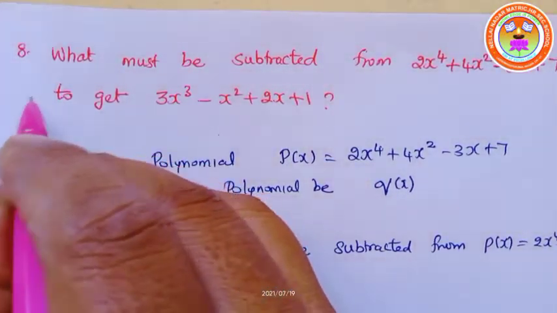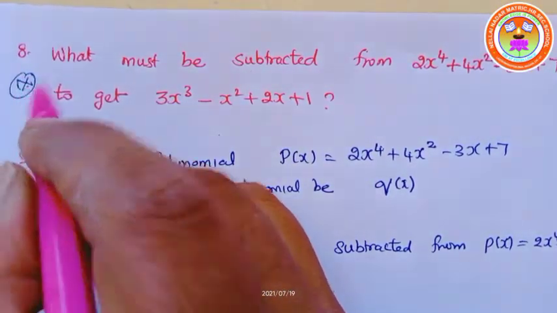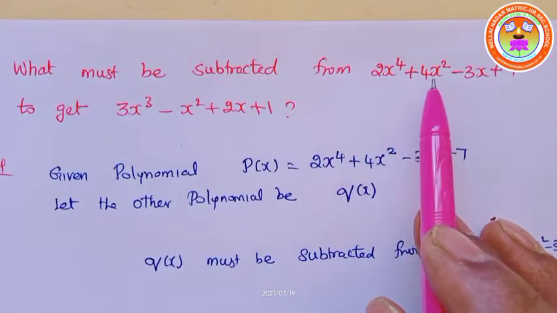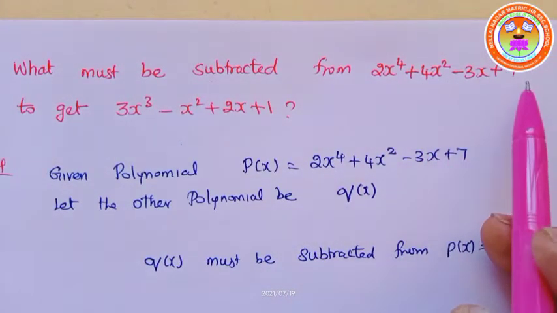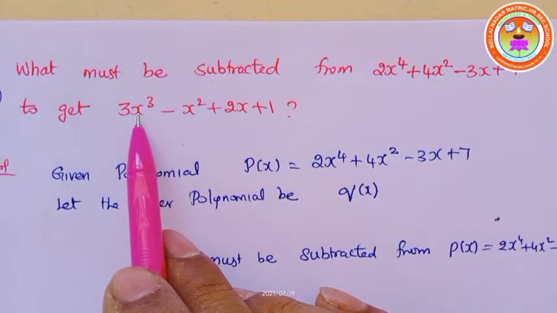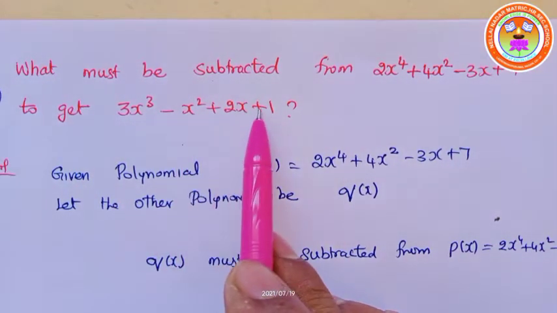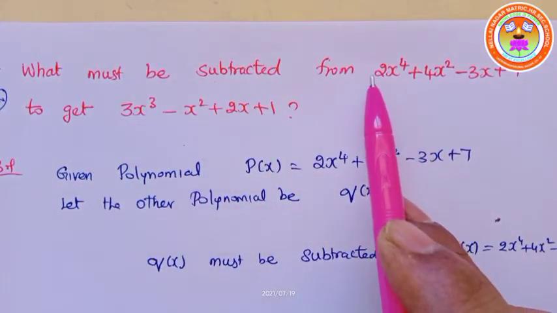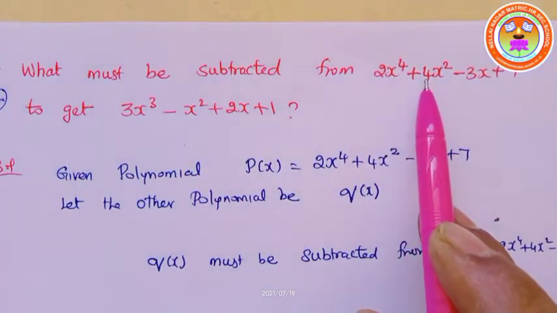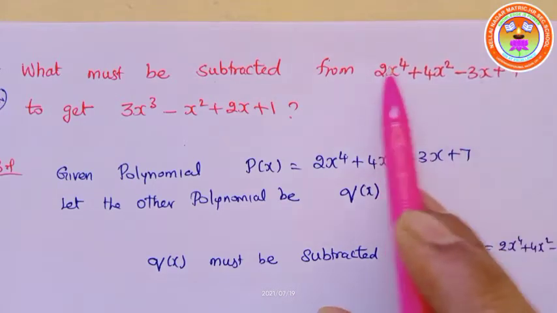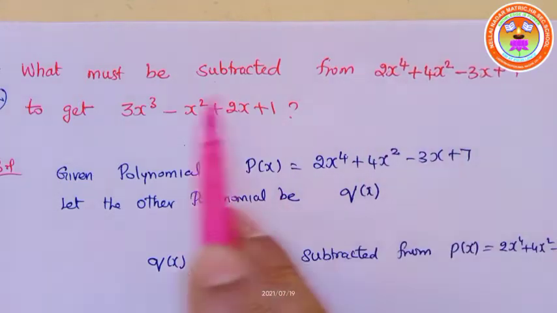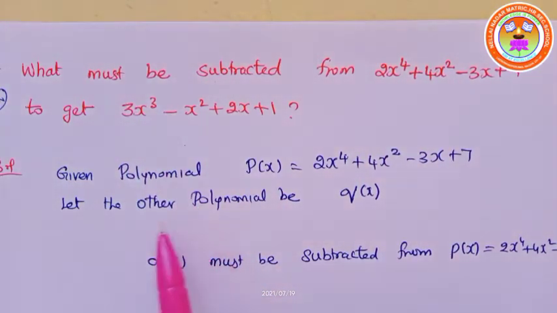Question number 8, important sum, students. What must be subtracted from 2x power 4 plus 4x squared minus 3x plus 7 to get 3x cube minus x squared plus 2x plus 1? Right, students? Now, what is the given polynomial? Given polynomial is 2x power 4 plus 4x squared minus 3x plus 7. One polynomial is given. So, what must be subtracted from the polynomial? That means the other polynomial is not given, so we can let the other polynomial be q of x.